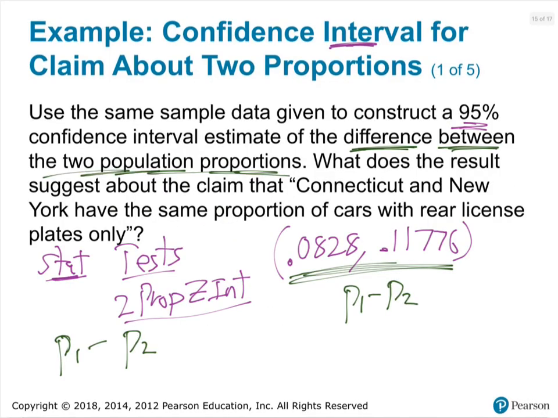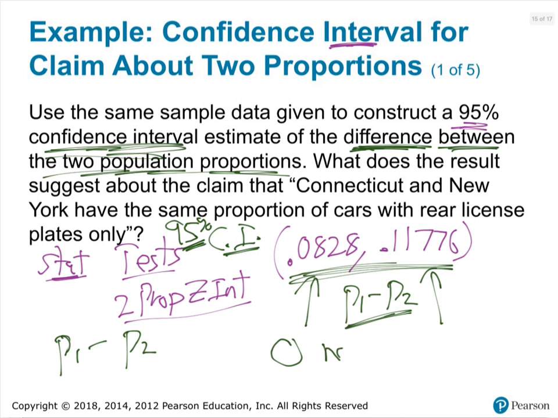So go back to our confidence interval. We are 95% sure, very sure, that the difference, P1 minus P2, that's what this is, a confidence interval for the difference, is somewhere between 0.08, 8%, and 11%, or 12, or whatever. Is 0 in that interval? Is 0 between 8 and 11? 0 is not between. So what? Well, that means we are very sure that the difference is not 0.